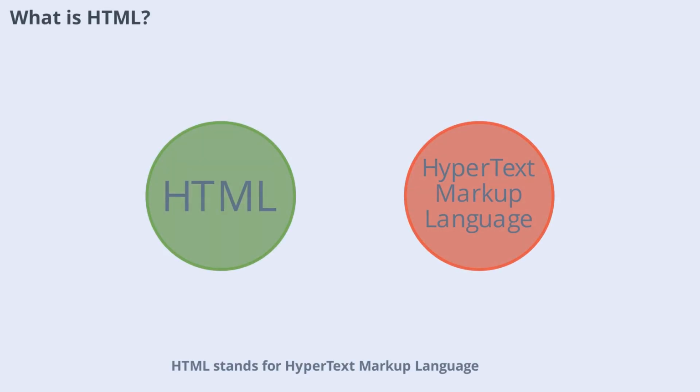HTML stands for Hypertext Markup Language. It's the standard language used to create and structure content on the web. Think of HTML as the skeleton of a web page. It defines headings, paragraphs, images, links, and more. Without HTML, browsers wouldn't know how to display your content. As we move forward, you'll see how HTML tags work and how they help organize information so that both people and computers can understand it easily. Understanding HTML is the first step to becoming a web creator.